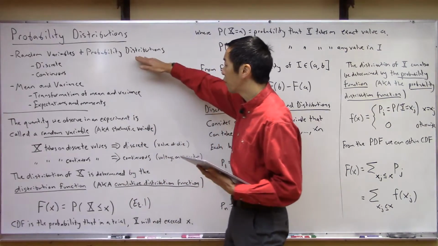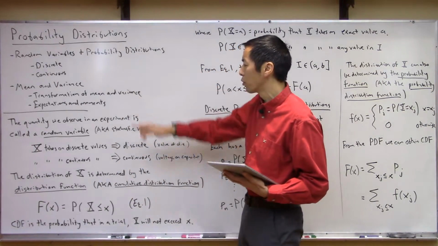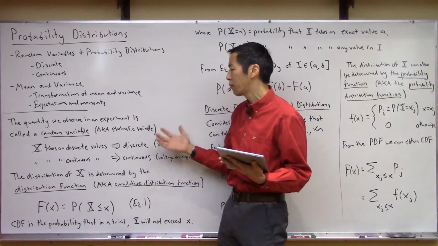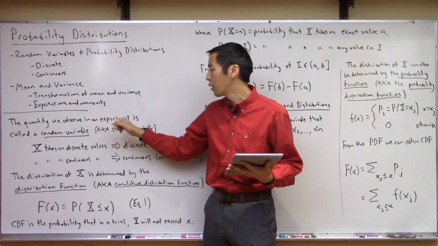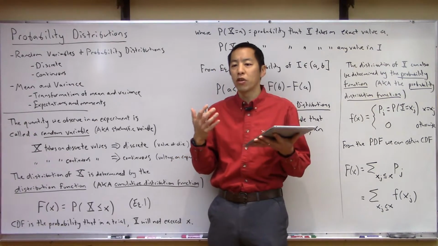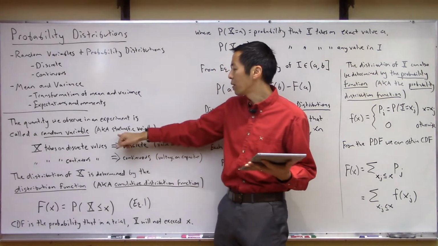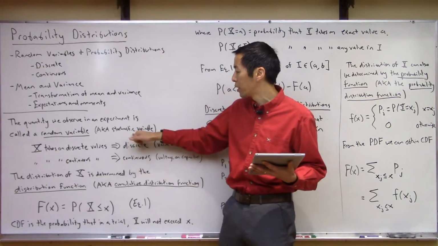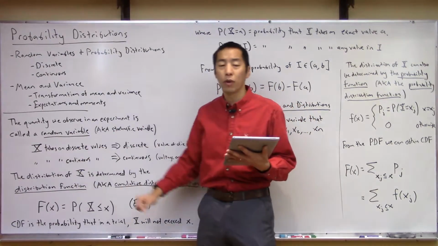Starting off with this idea of a random variable. If you have some experiment, the quantity that we're going to observe in that experiment is called a random variable, because it could take many different values. Sometimes this is also referred to as a stochastic variable, so you might hear that nomenclature as well. But for the most part, I think random variable is good.